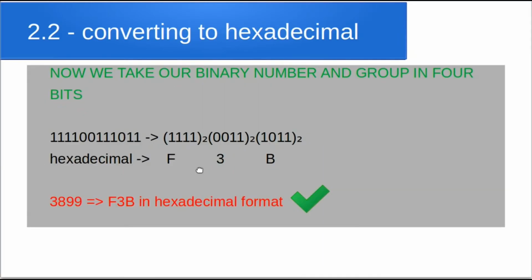Then this one is 3, obviously, because 1 plus 2 is 3. And we've grouped those 4 bits. Once we've got that, we've actually converted the number to hexadecimal: F3B. So 3899 in hexadecimal format is F3B, and that is how we convert it to hexadecimal.